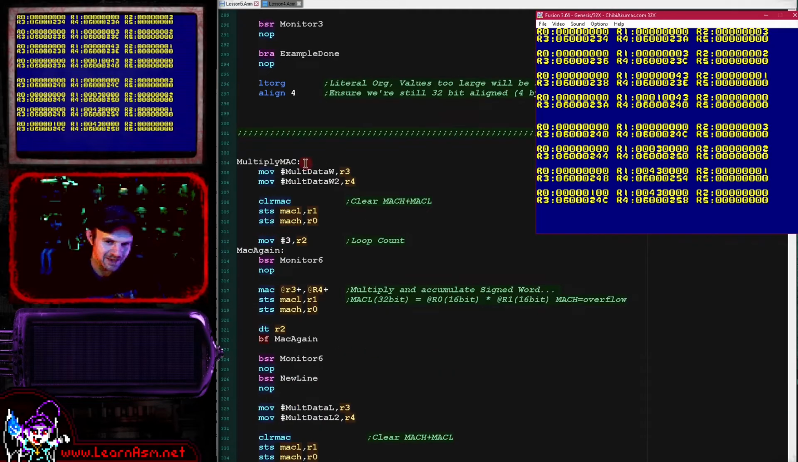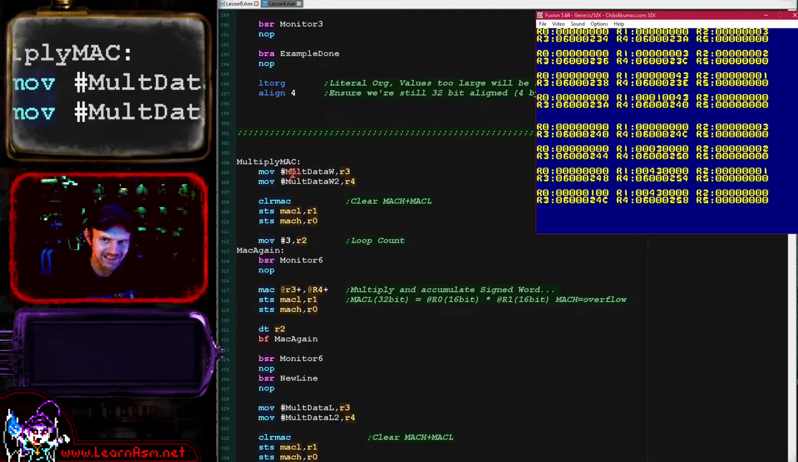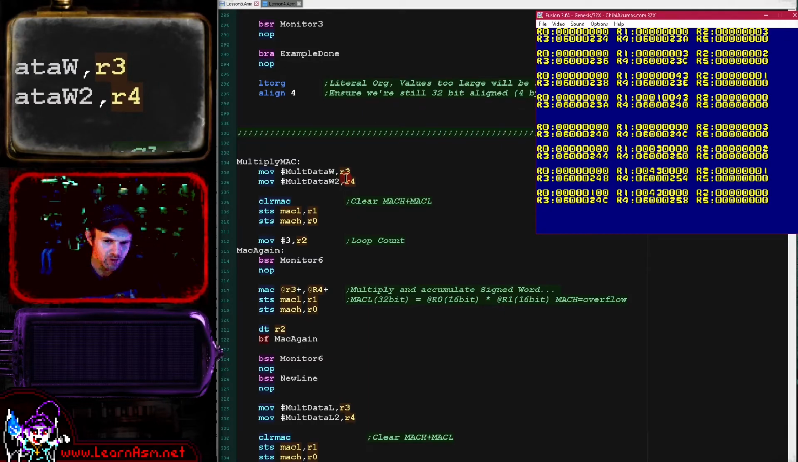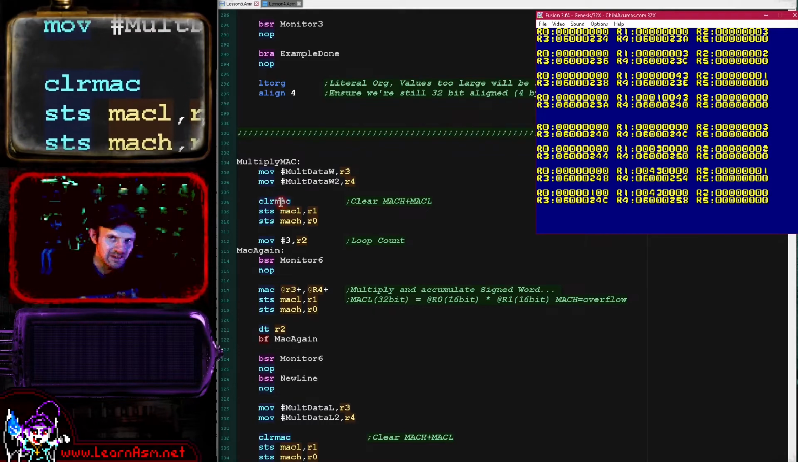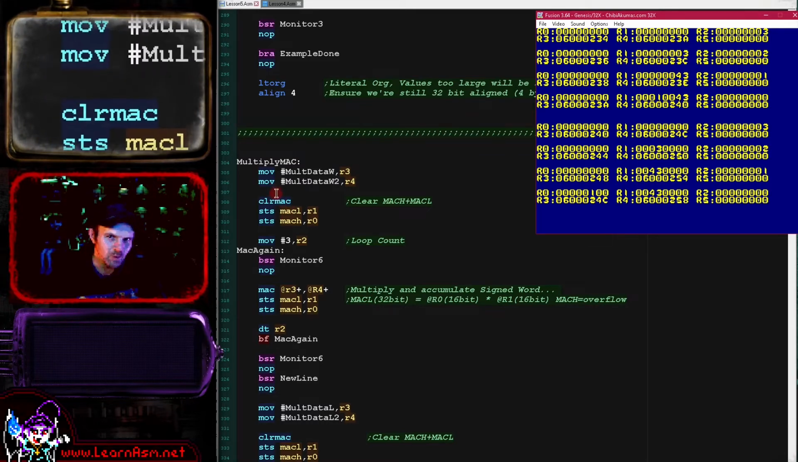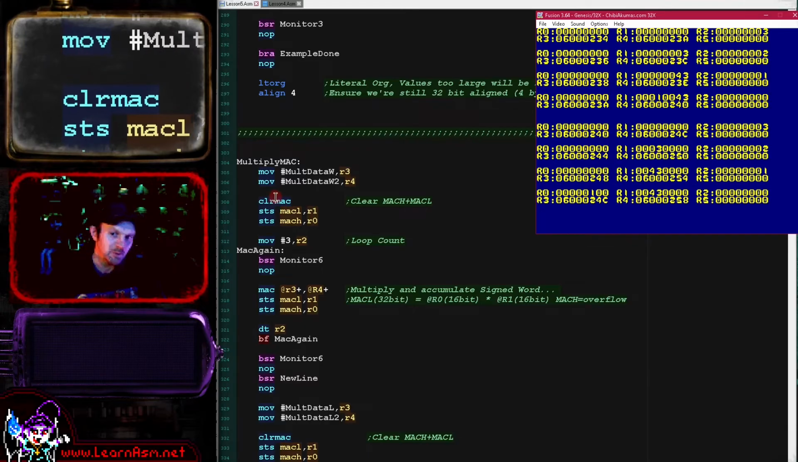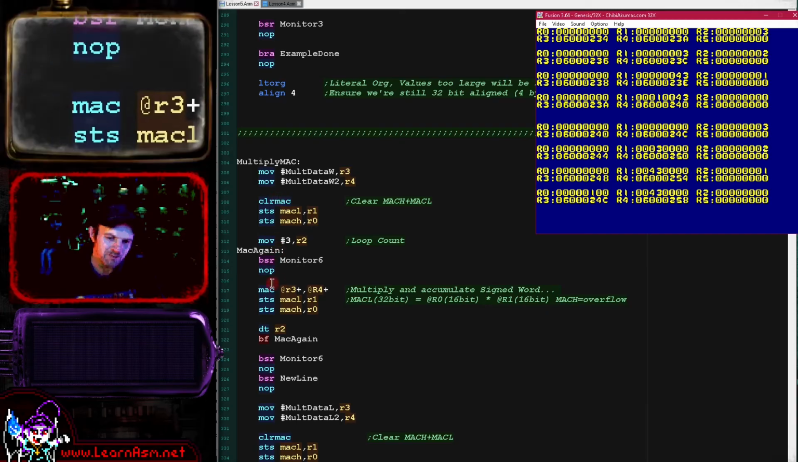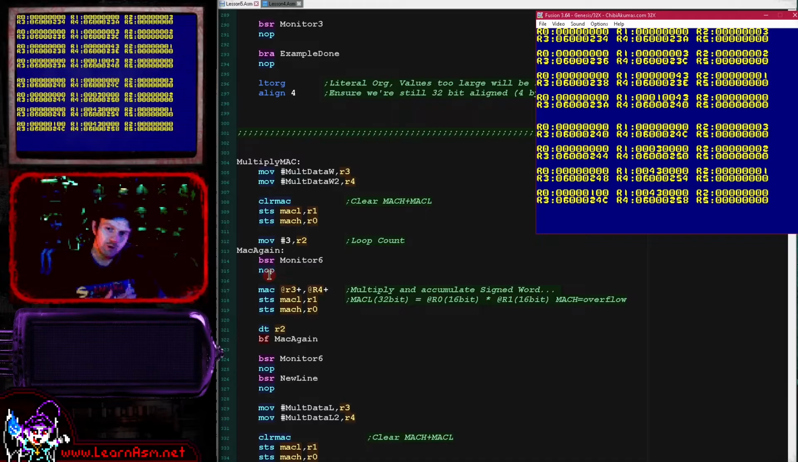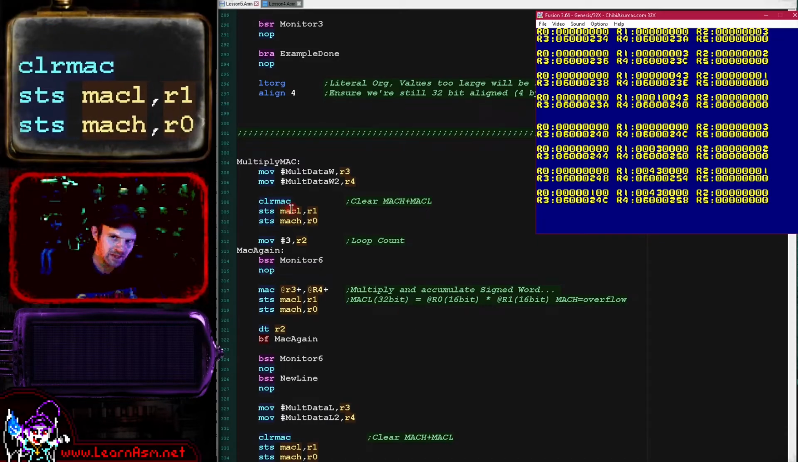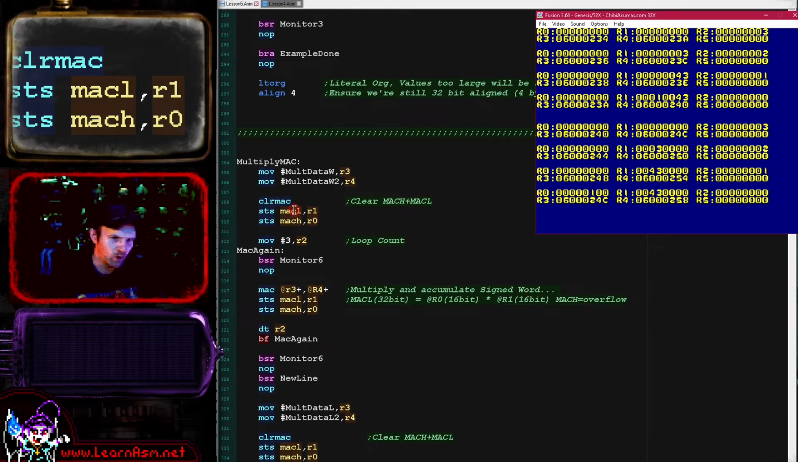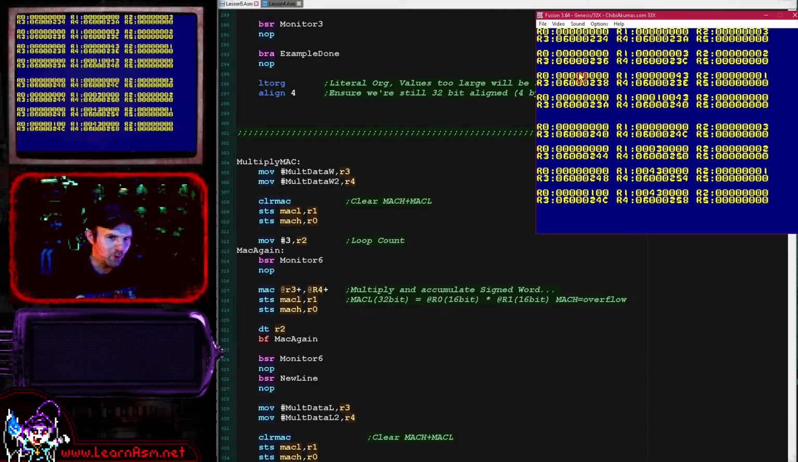So basically what we're going to do here is we've got two sources of test data that I just showed you, and we're going to load the addresses of that test data into R3 and R4. We're then going to clear MACH and MACL. We have to do this with this special clear MAC command, because the MAC command we're going to use adds the result to MACH and MACL, so we need to zero them first. We're just moving them to R0 and R1 so that we can prove the point that they've been cleared. You can see here at the start they've been cleared to 0.